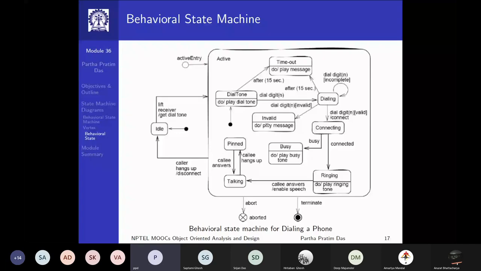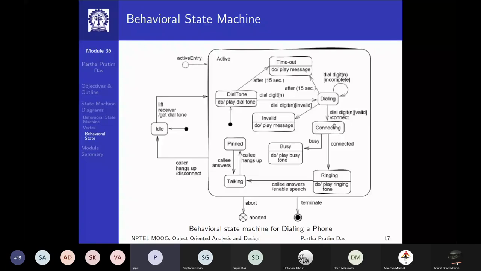I dial something which is invalid, say not a number or not what is expected. So you get into the invalid state, and the action that you do is play a message that you have dialed something which is not correct. Or you could have given a significant amount of pause between dialing two digits. Here, just arbitrarily set as 15 seconds. So you get into a timeout state. Okay, you have taken too much time, so I cannot proceed any further: timeout. Or you have completed the dialing.